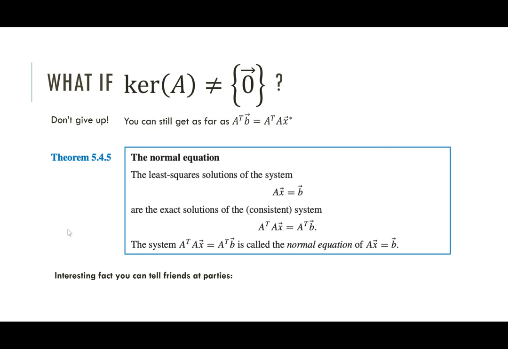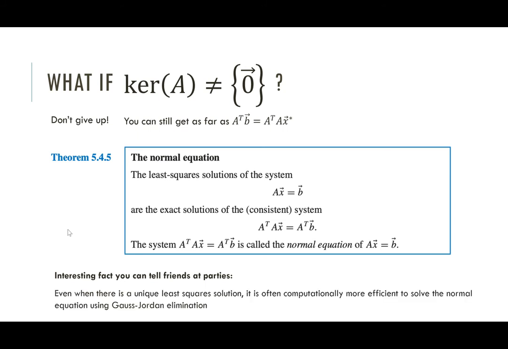And really, the reason why I bring this up is here's an interesting fact you can tell your friends at parties. It turns out that even if you have a unique least squares solution, like even if the kernel of A is 0, often it's computationally more efficient to just solve the normal equation using row reduction than to compute the inverse of A transpose A and then solve for X explicitly.